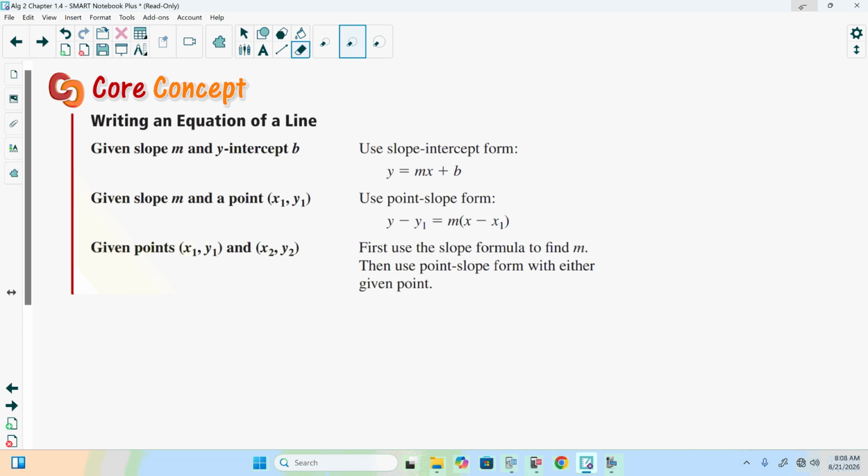Two main equations that we have for finding the equation of a line. One of them is y equals mx plus b. We know y equals mx plus b form. Now, y equals mx plus b we call slope-intercept form. Do you all know why we call it slope-intercept form?